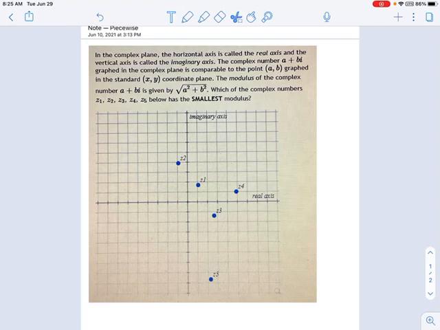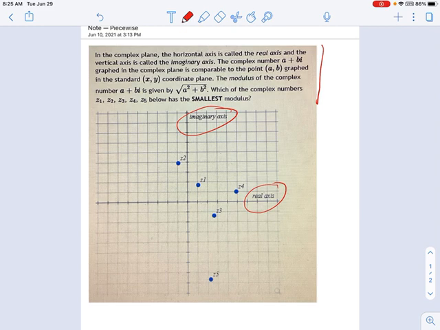So here we have another graphing question, and if you read this text up here at the beginning, it says in the complex plane, the horizontal axis is called the real axis. That's this right here, and the vertical axis is called the imaginary axis. Right there, this has to do with graphing complex numbers, numbers that have a real part and an imaginary part.